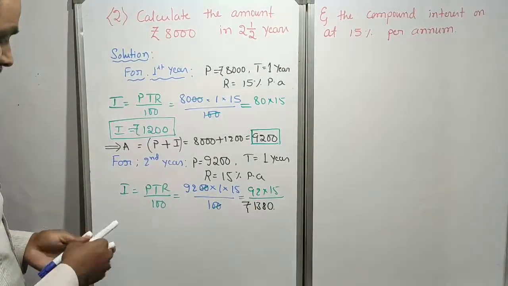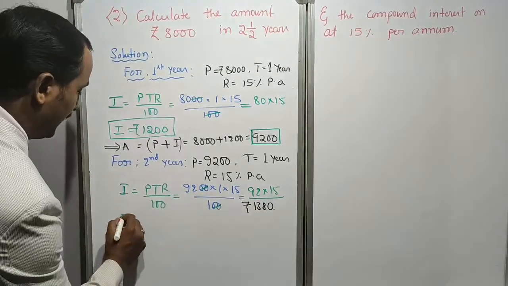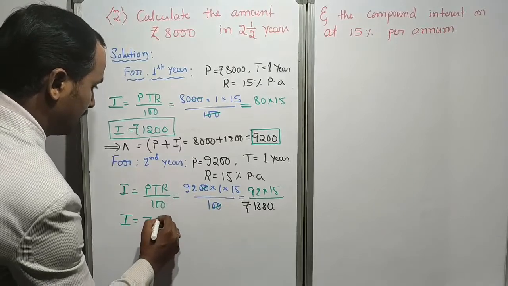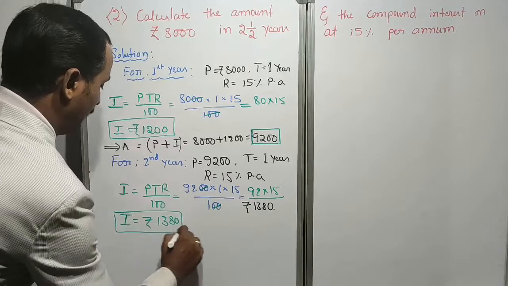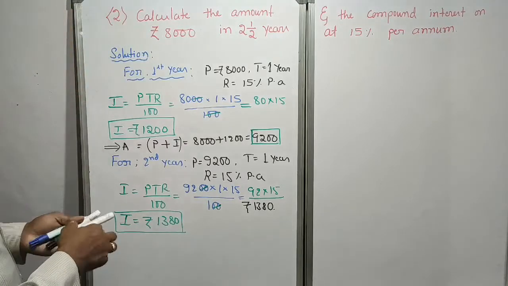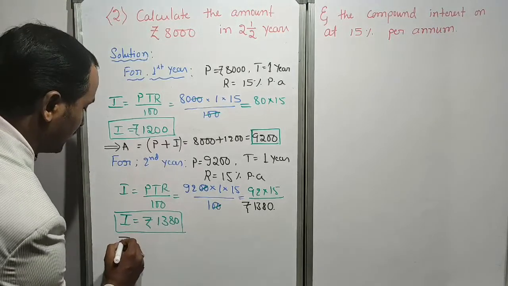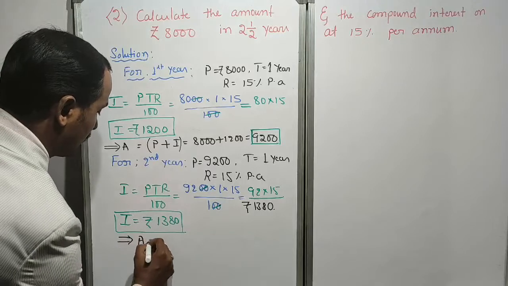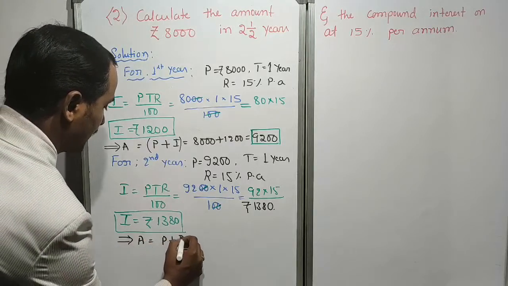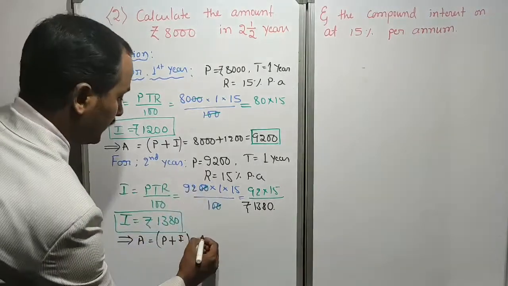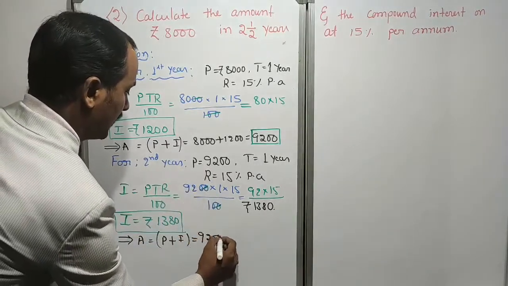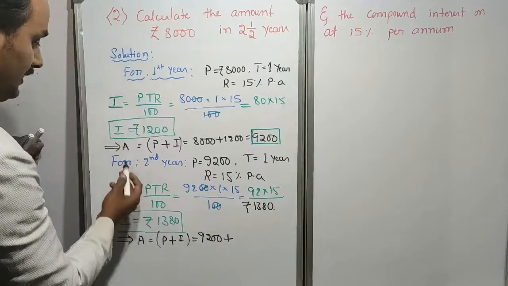Shall I write in the second year end? At the end of the second year, interest is equal to rupees 1,380. At the end of the second year, look here, dear children, the amount is equal to principal plus interest. Which principal? The second year beginning principal, that is 9,200, plus the interest amount in the second year.